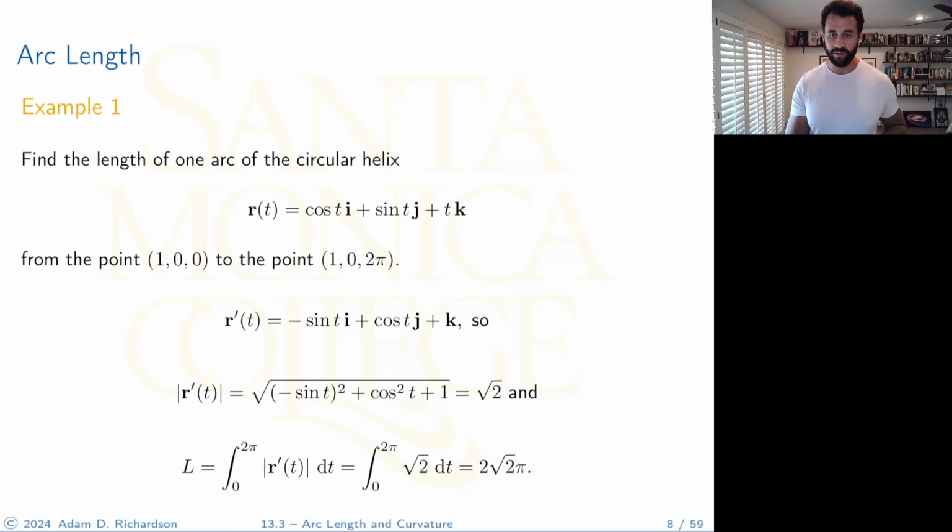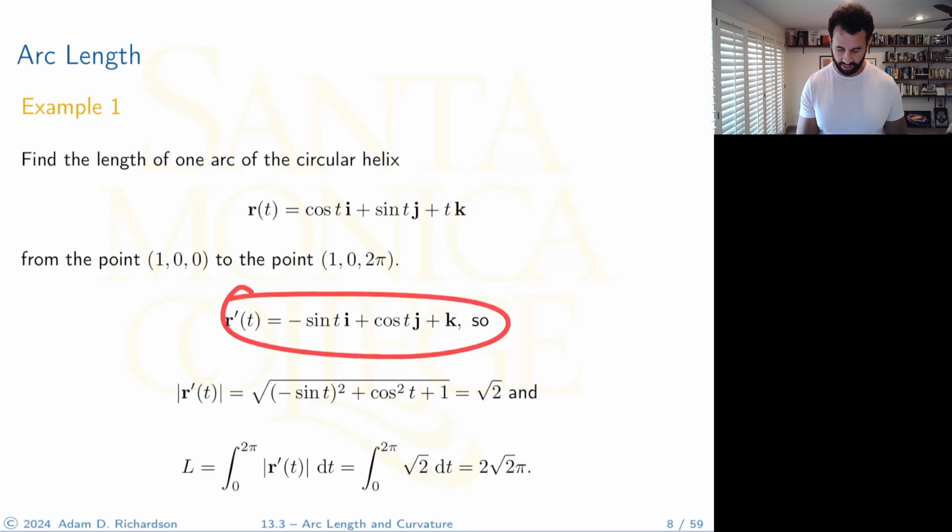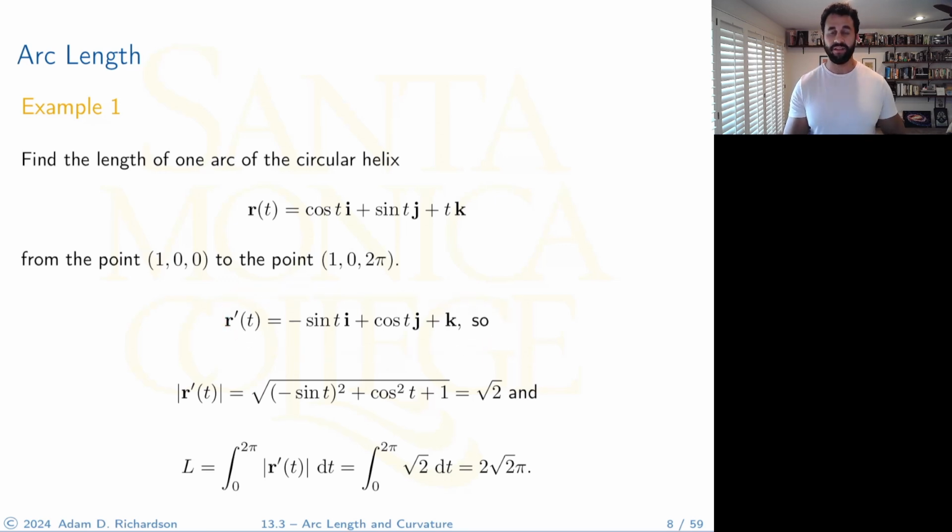All right, here we go. So first thing we got to do is compute the derivative. So we compute r prime, we get that. Then we need to find the length of that vector, the length of the tangent vector. So we're just going to use the distance formula basically. We get this, which ends up being root 2. So now we know that the length of r prime of t is root 2. And then we use our formula. So what is the length?